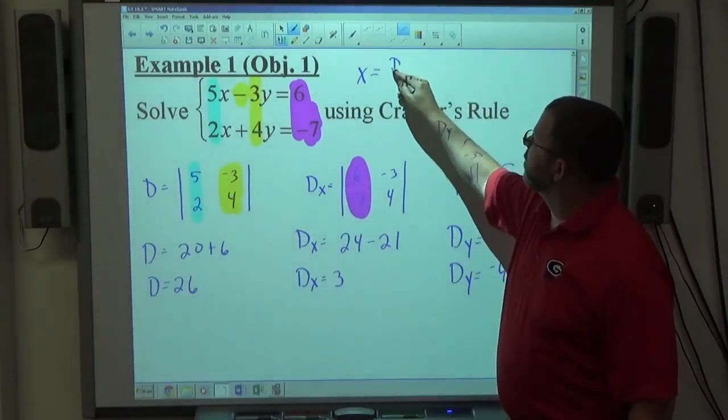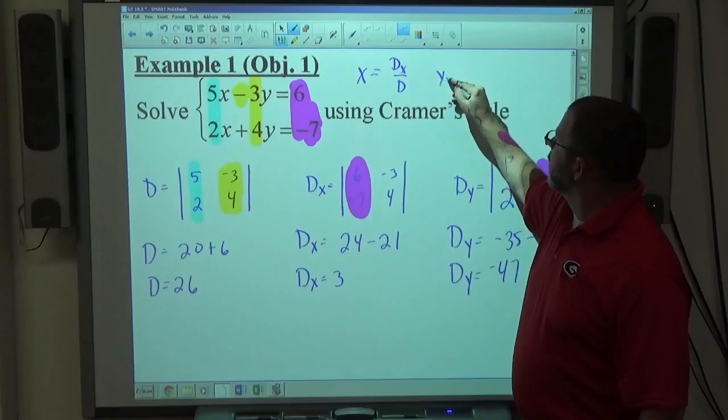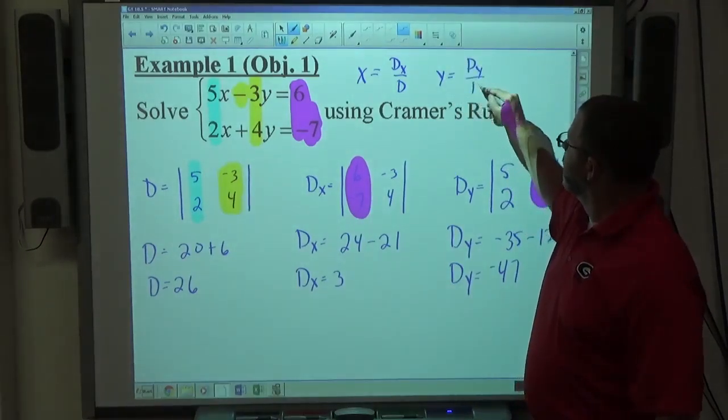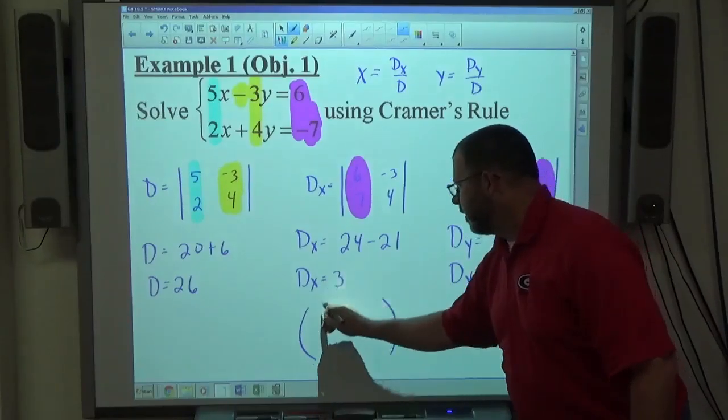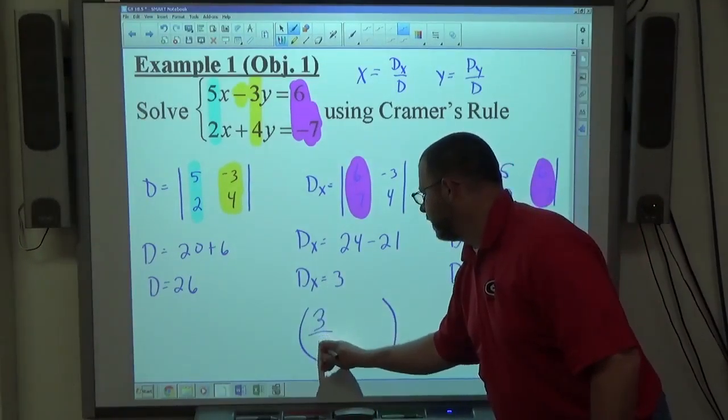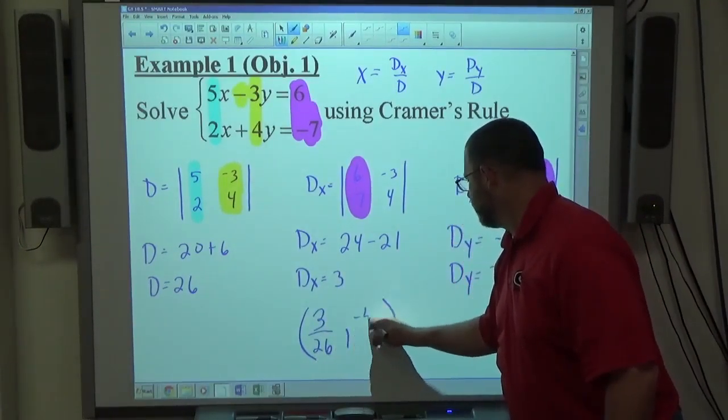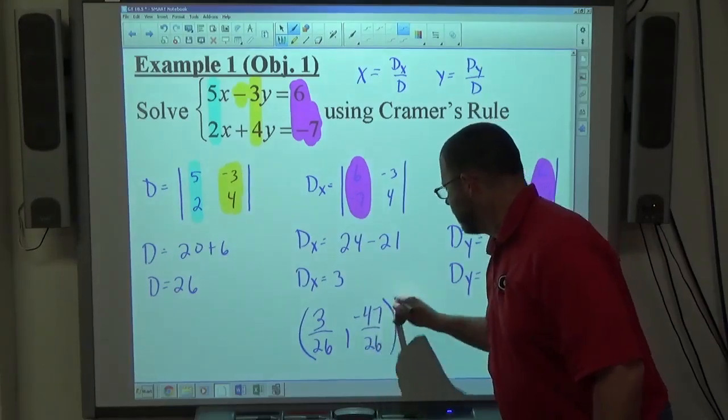x equals d sub x over d, and y is equal to d sub y over d. So once we evaluate all three of these things, we can write an ordered pair: dx over d, comma dy over d. And there's our answer.